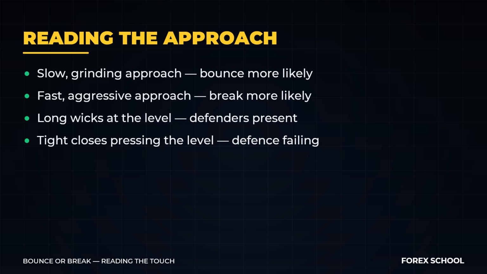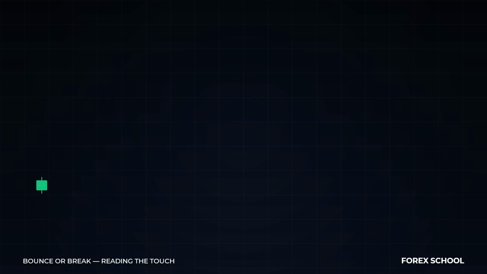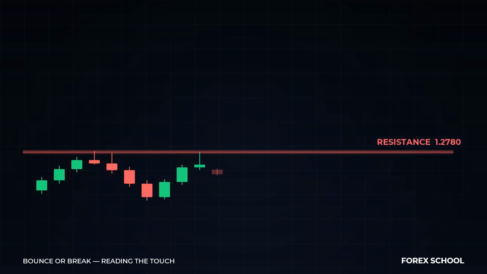Long rejection wicks say defenders are present, repeated tight closes pressing against the level say the defense is failing. Here's a break and retest playing out. Price presses into the ceiling once, twice, then look at the third approach: bigger candles, barely any pullback, and the level snaps.